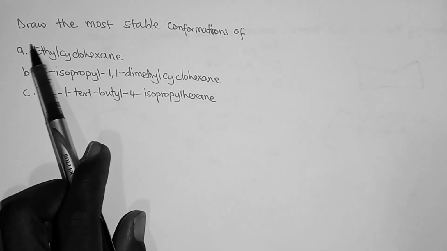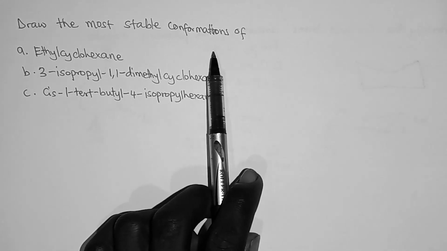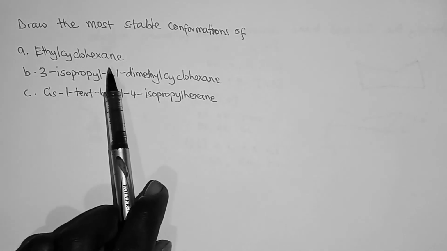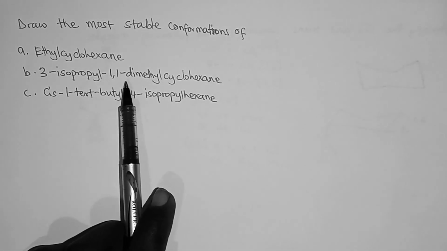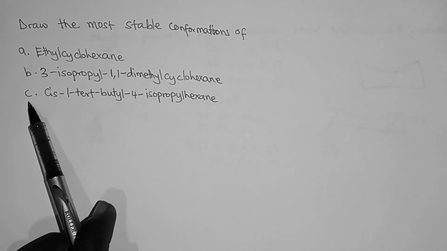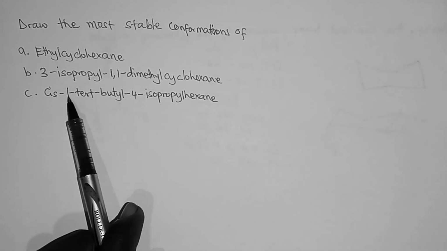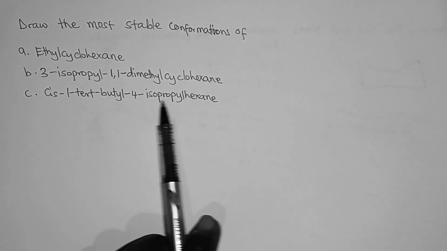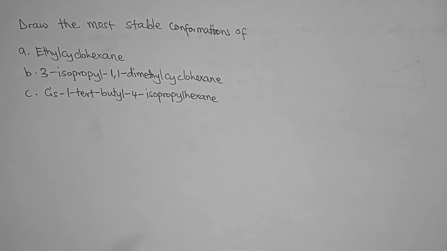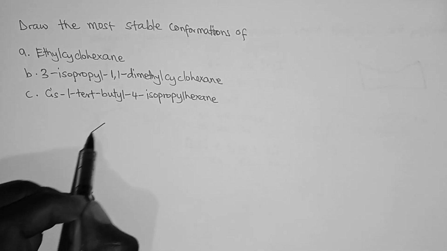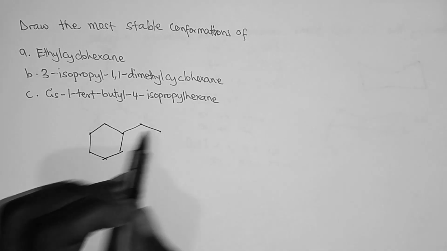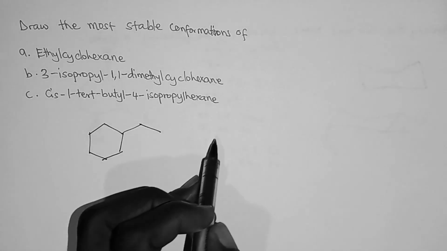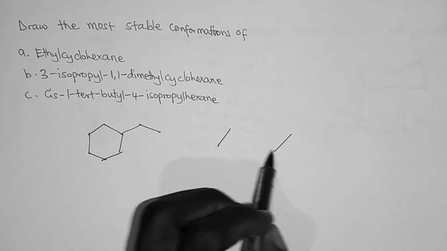So this question says to draw the most stable conformations of A, ethylcyclohexane. Then B is 3-isopropyl-1,1-dimethylcyclohexane. And then C is cis-1-tert-butyl-4-isopropylcyclohexane. So let's start with the first one, ethylcyclohexane. So a cyclohexane that has an ethyl group on carbon number 1. So let's draw the most stable conformation of this.